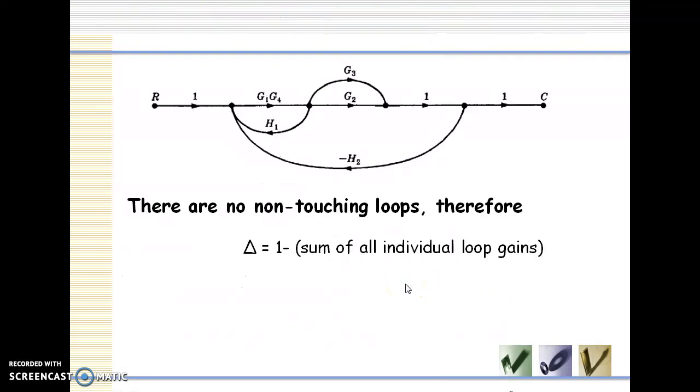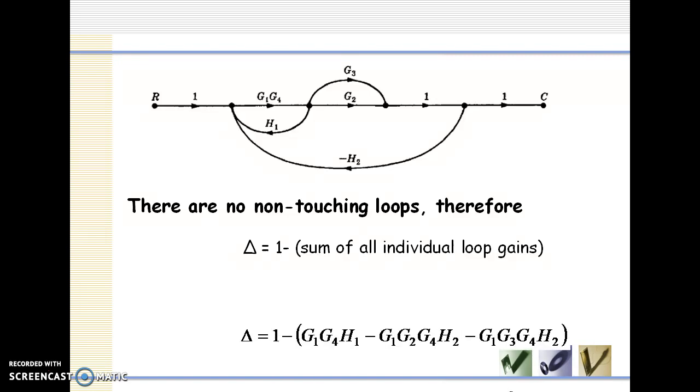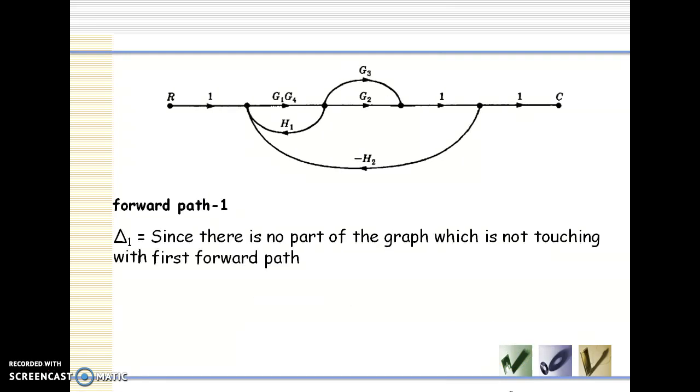So delta can be calculated using the loop gains. There are no non-touching loops, therefore delta is equal to 1 minus the sum of all individual loop gains. So delta is equal to 1 minus (L1 plus L2 plus L3). We already calculated L1, L2 and L3, so we have the equation 1 minus G1, G4, H1 minus G1, G2, G4, H2 minus G1, G3, G4 and H2.